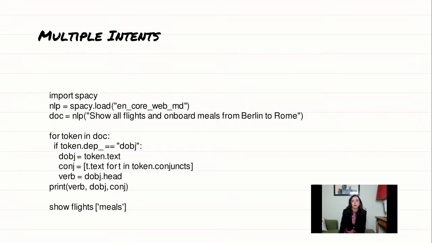Here, we looped over all tokens to locate the direct object of the sentence. When we found the direct object, we obtained its conjuncts. After that, we extracted the direct object's head to find the transitive verb. After extracting the verb and two objects, if we want, we can combine the two to create two intent names, show flights and show meals.